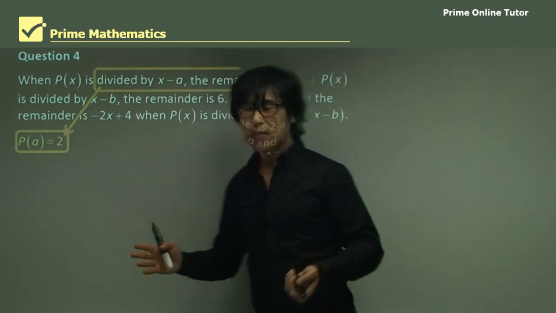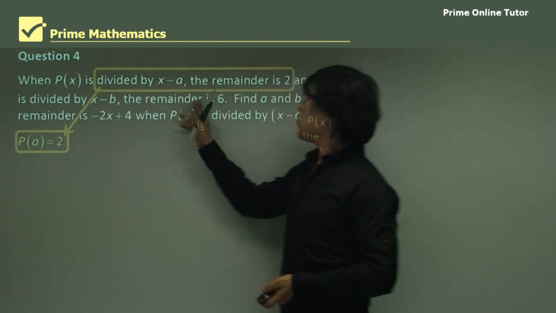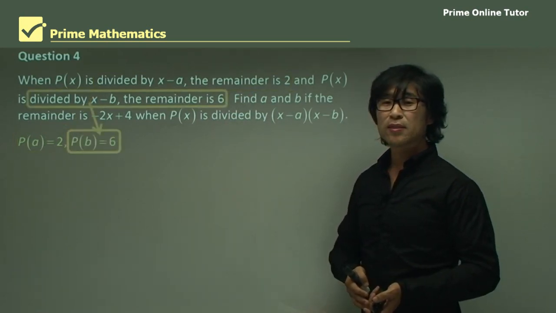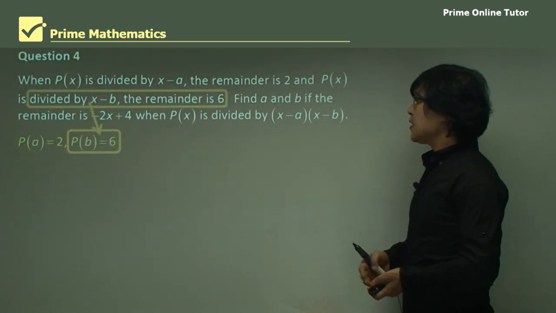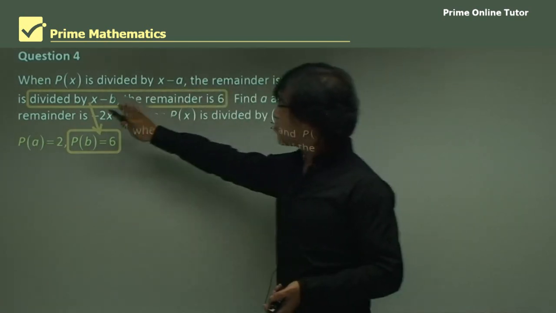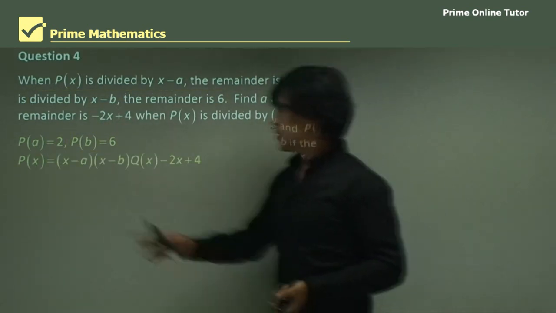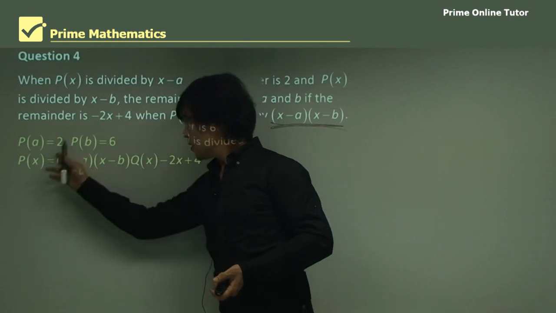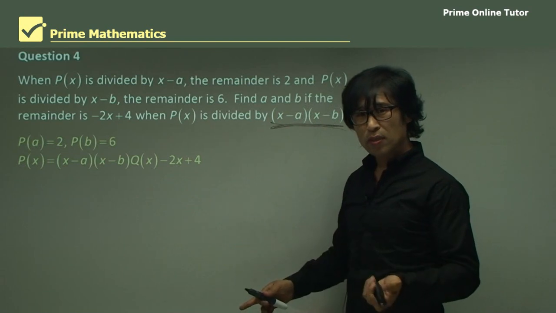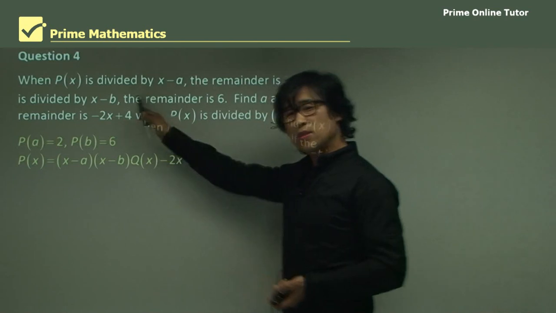Same thing. Now, next one, if P(x) is divided by x minus b, the remainder is 6. Similar. You must be able to write like this. Understand that? Here we have something like this. That's a divisor, that's the remainder. What do you want to write? It's quite easy now. The polynomial P(x) is this times the quotient, which we do not know at the moment, plus the remainder. The remainder is given from the question, so you just write it.